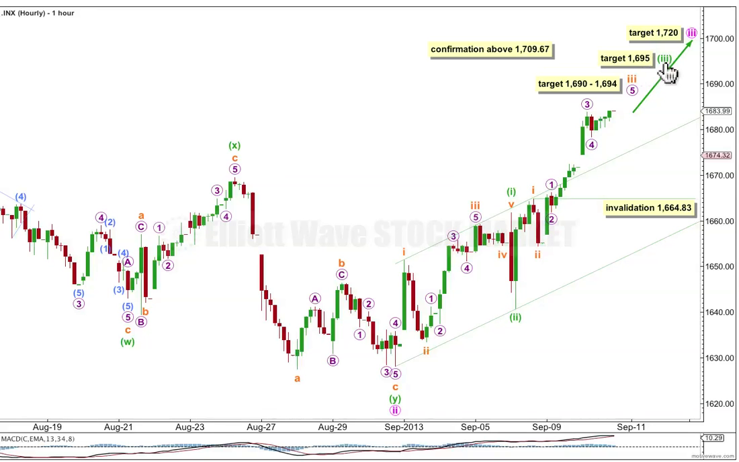At 1695, it will reach 1.618 the length of minuette wave 1. And when that's done, a slightly longer lasting fourth wave correction for minuette wave 4. When that's done, more upwards movement to 1720 for minute wave 3 in its entirety. That would reach 0.618 the length of minute wave 1. We will have strong confirmation of this wave count if we see a new all-time high above 1709.67.